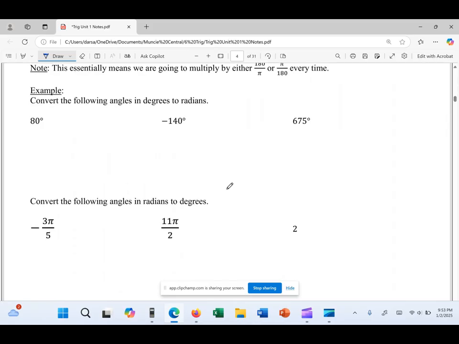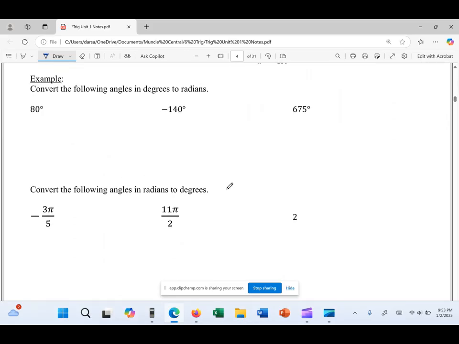So let's begin with 80 degrees. How do I convert 80 degrees to radians? Well, we're going to start with the angle they give us, which is 80 degrees, and we're going to put it over 1 to turn it into a fraction. Now, we want to multiply this by another fraction. So we're going to draw that blank line to give us a fraction.